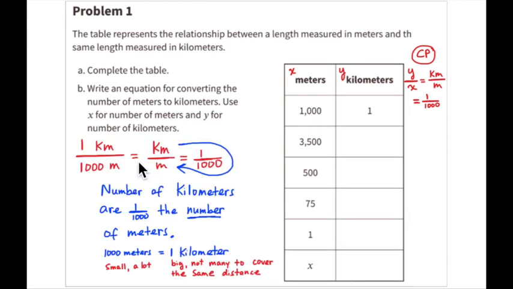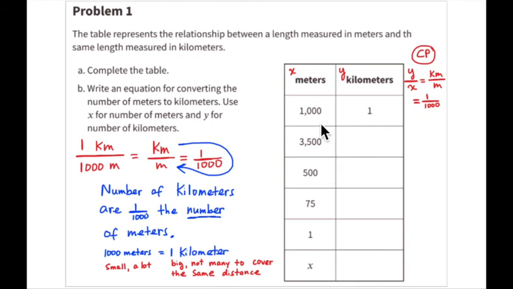So 1 kilometer per 1,000 meters means that the number of kilometers is 1/1000th the number of meters. So 1,000 meters equals 1 kilometer. This is a small distance, and there are a lot of them that cover the same distance as 1 kilometer. A kilometer is big, so you don't need many of those kilometers to cover that same distance.